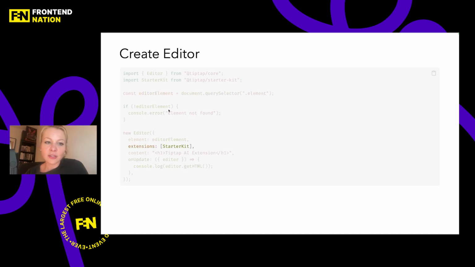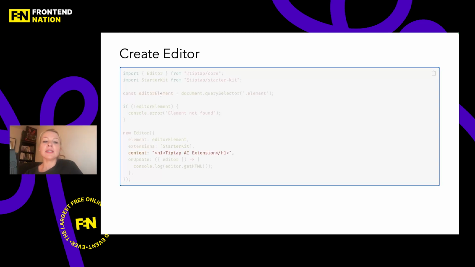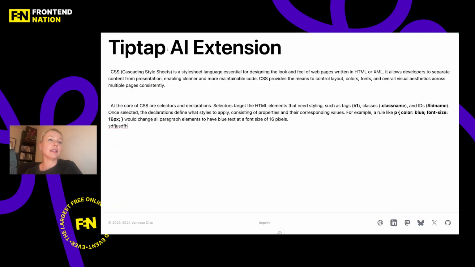As extensions, right now I am installing the starter kit. Sorry that this is not highlighted, but here in line 2, we can see I'm importing the starter kit from Tiptap, which is including the document, the paragraphs, the headings, undo, redo actions, etc. We can preset the content. So here I'm setting the H1 Tiptap AI extension we saw also on this website here on top.